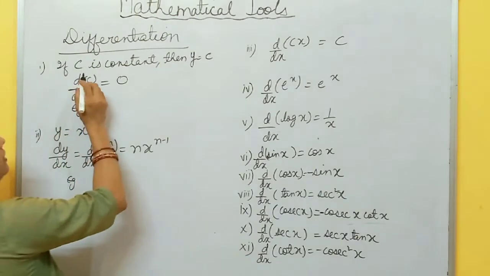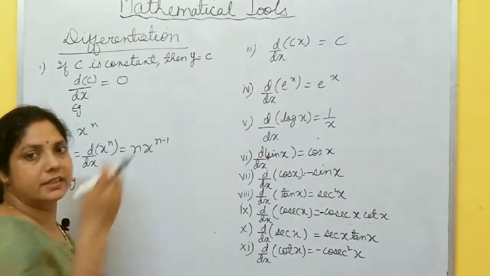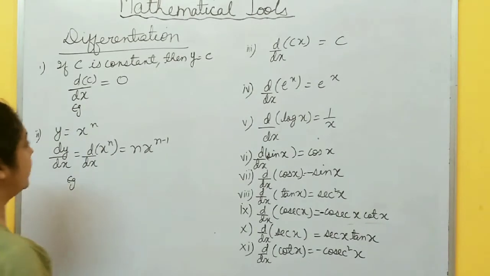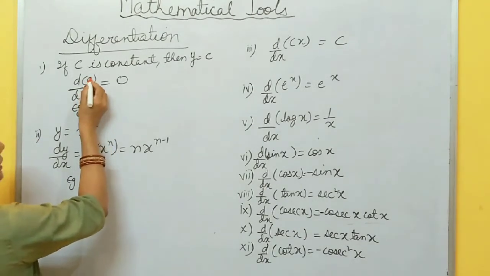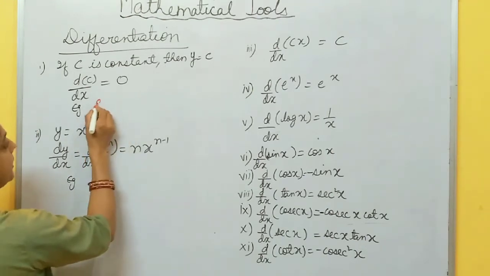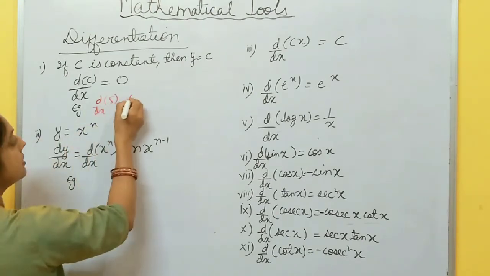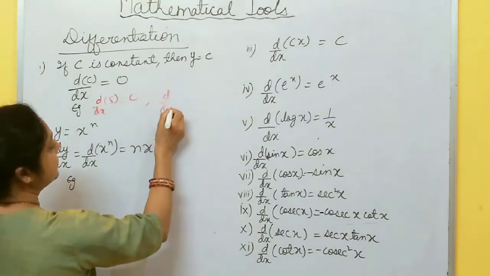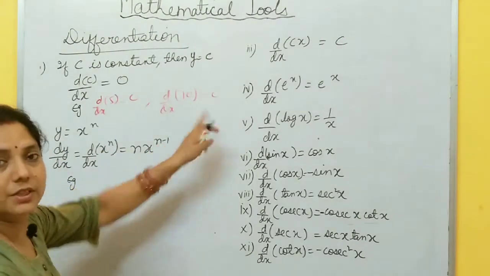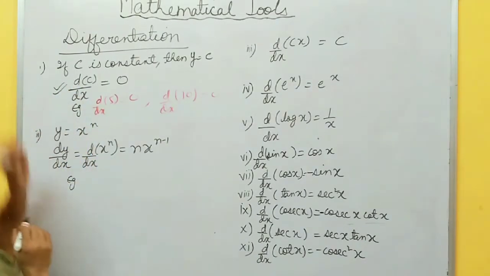Now first is, if the function is any constant, it means y is any constant, c may be 2, 3, 4, 5, any constant value, then the differentiation of that constant is what? 0. d by dx of that constant is always 0. For example, suppose differentiation of 5, right? So differentiation of 5 is what? 5 is a constant, so 0. Differentiation of suppose 10. Differentiation of 10 is what? 0. Differentiation of any constant is always 0. So this formula is important. In many places it is used.